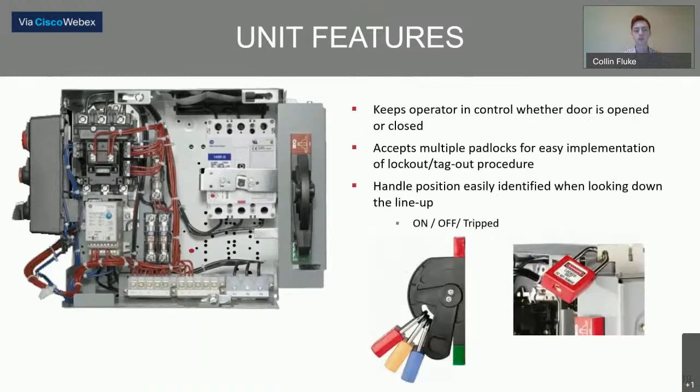So, unit features. On the circuit breaker handles, the disconnect handles on the outside of the MCC, we have a capacity for up to 3 padlocks for lockout tagout procedures, as well as an additional lockout position, as we can see in the picture on the right. This is when the bucket is disconnected and pulled out of the MCC.